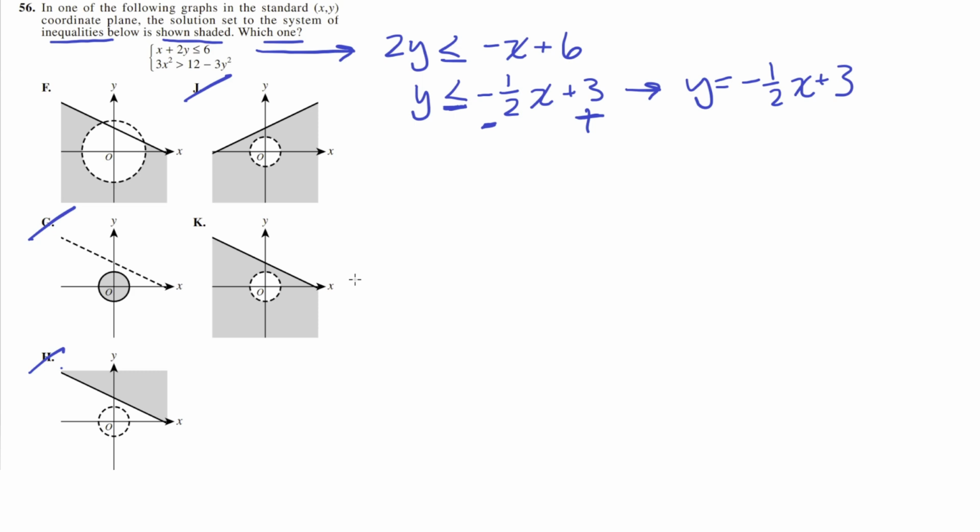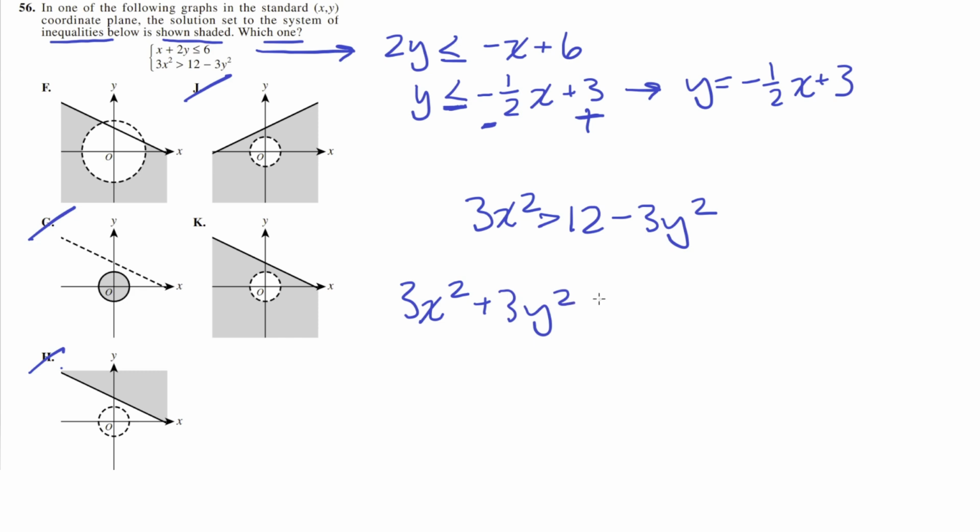Okay, so we have this second equation here. 3x squared is greater than 12 minus 3y squared. And since x and y are squared, this kind of looks like the equation for a circle. So let's make it look like that by moving everything to the other side, except for the constant. So we'll add 3y squared to both sides. So on the left side, we'll have 3x squared plus 3y squared is greater than 12.